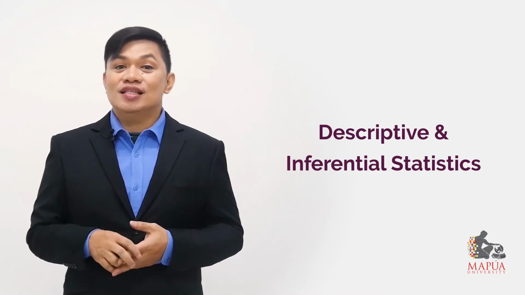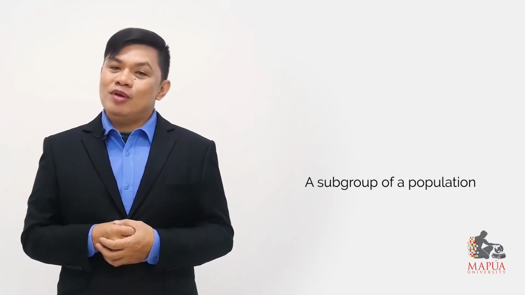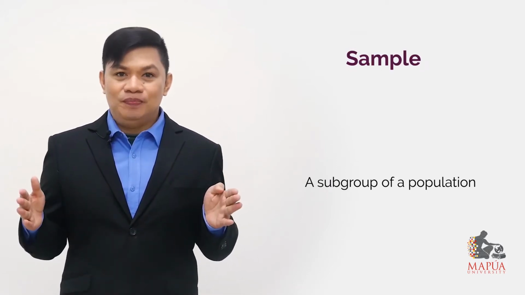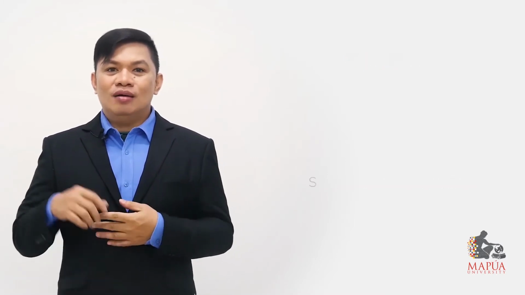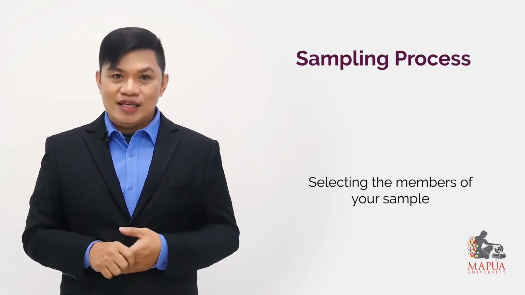Okay, let's again refresh our memory with the basic concepts of descriptive and inferential statistics. So as earlier mentioned, we have the sample and we have the population. So in statistics, when studying the entire population is not possible or it's not practical, we are allowed to study a subset or a subgroup of the population. This subset of the population is what we call a sample. The process of selecting the members of your sample is called the sampling process.